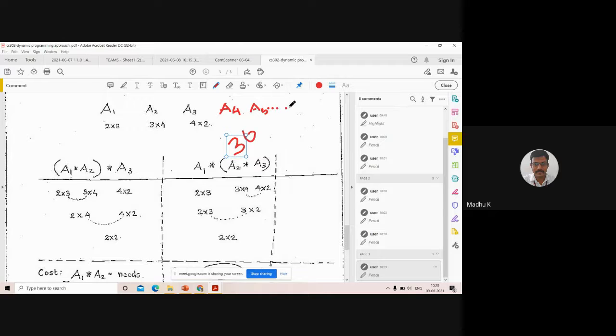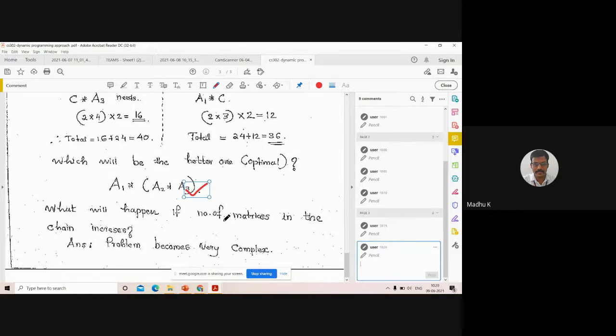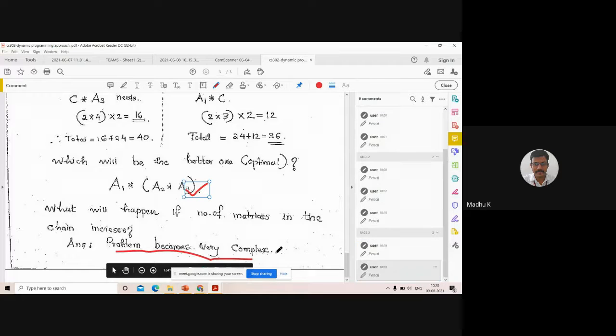For example, if there are 10 matrices or 100 or 20, the problem will become a very complicated process. In that situation, I can use the dynamic programming approach. Here I told you which is the optimal one. What will happen if the number of matrices in the chain increases? The problem becomes very complex. We need a dynamic programming based solution, which we can discuss in the next class.